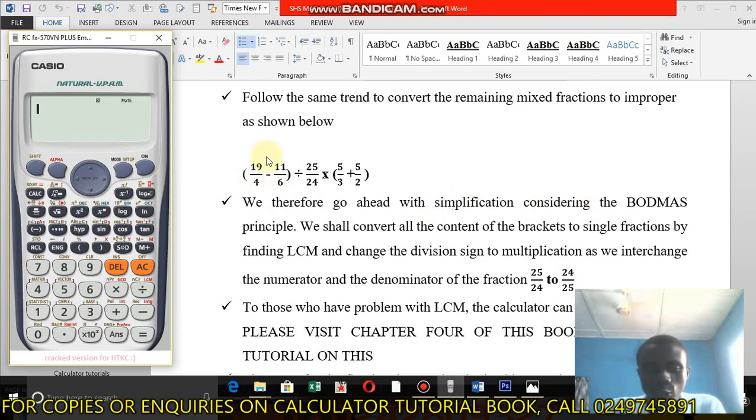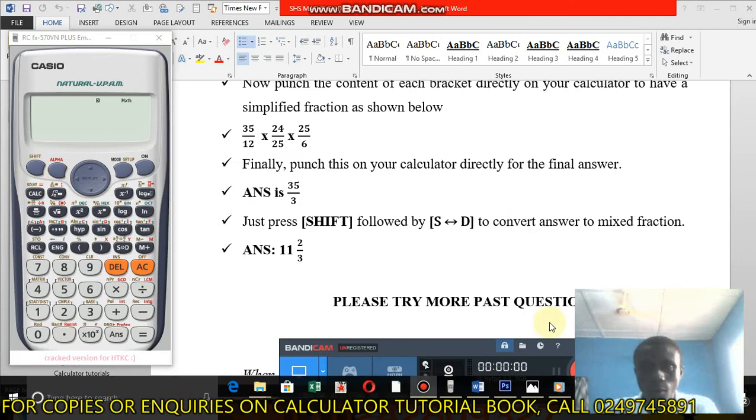We are going ahead with simplification. So we are considering each bracket. It's Bodmas, so bracket first. With this bracket, you have to find the LCM for 4 and 6. The calculator can find the LCM if you find it difficult. The LCM for this one is 12.